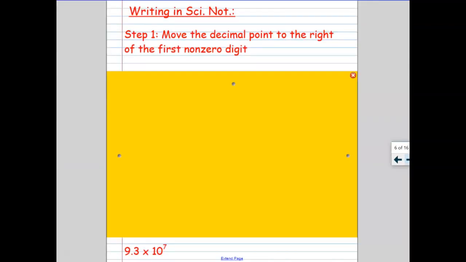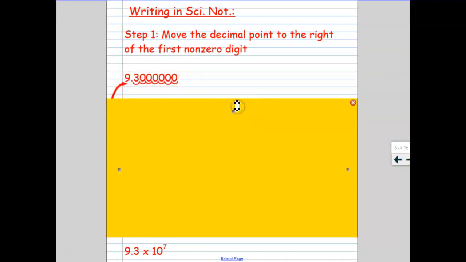All right, so a lot of steps here, just warning you. First of all, step one, we're going to move the decimal point to the right of the first non-zero digit. Because remember, scientific notation means the factor, the number that it starts with, has to be greater than 1 but less than 10. So that means we're going to take the decimal and we're going to put it to the right of the first non-zero digit. Go ahead and pause whenever you need to copy down these steps.